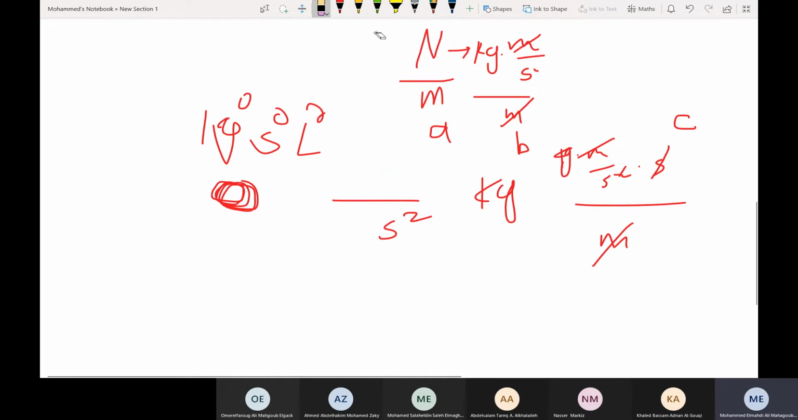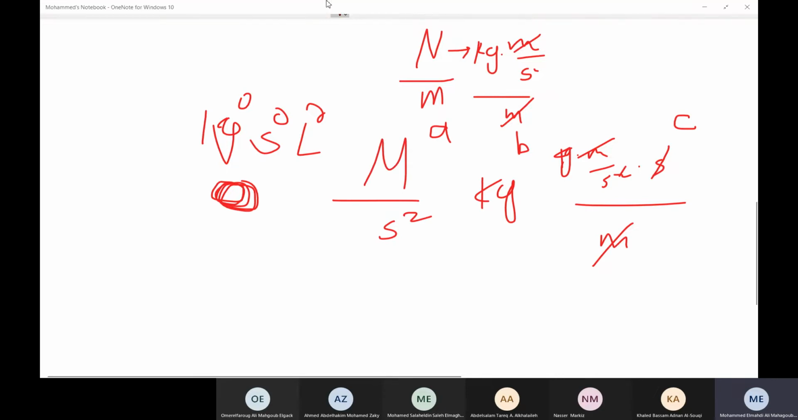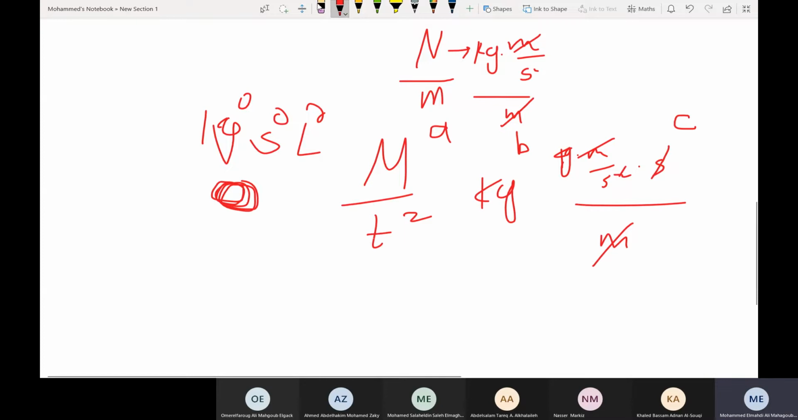And it's preferable to write the dimensions as the dimension notation, okay? اللي هي إنه kilogram we use M, and seconds we use T, okay? Kilogram we use M, okay? And kilograms here we use M.